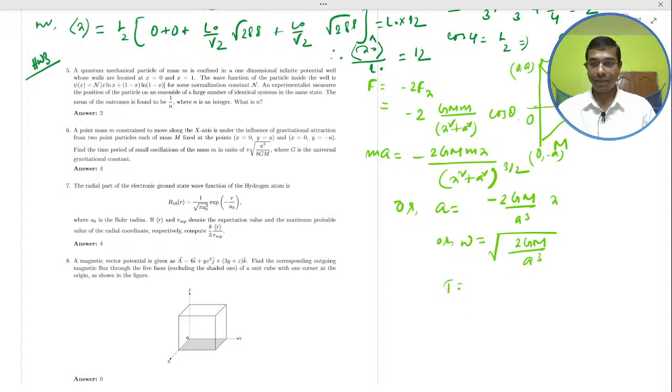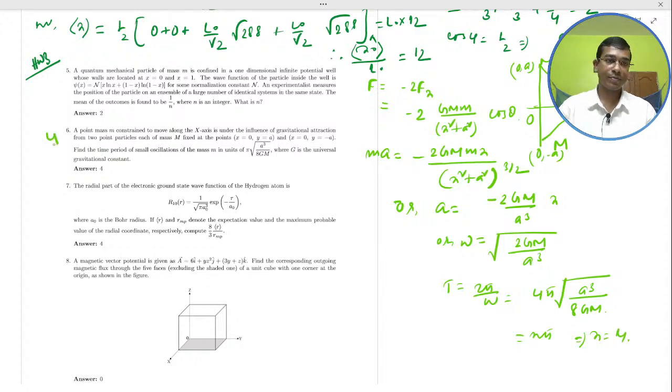Okay, so the time period T is twice pi by omega. That means 4 pi square root of a cube by 8zm. It will be the correct answer. So in the unit, this is basically n pi. That means n equals 4. 4 would be the correct answer.